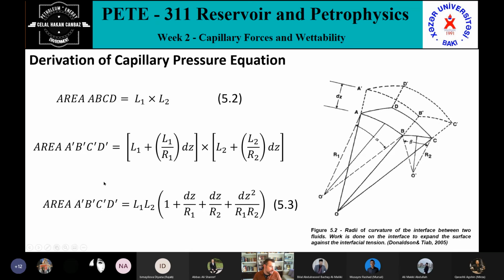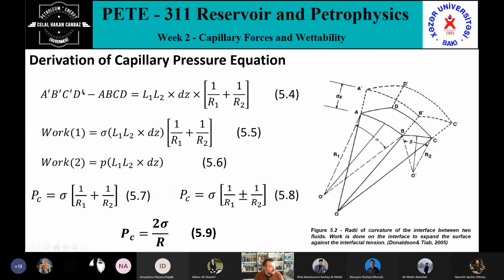So let's do some arrangement on the equation: L1 times L2 times (1 plus dz divided by R1, plus dz divided by R2, plus dz squared divided by R1 R2). This last term will be a very small amount, so it can be neglected, and I can reach this formula. I want to describe the amount of this expansion, right? So I will take the difference of the areas: A prime B prime C prime D prime minus ABCD.